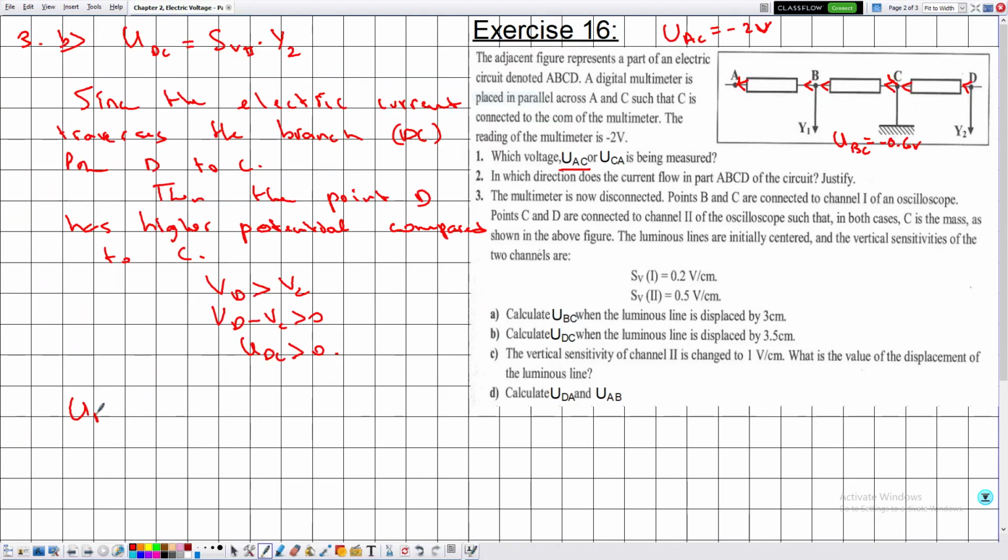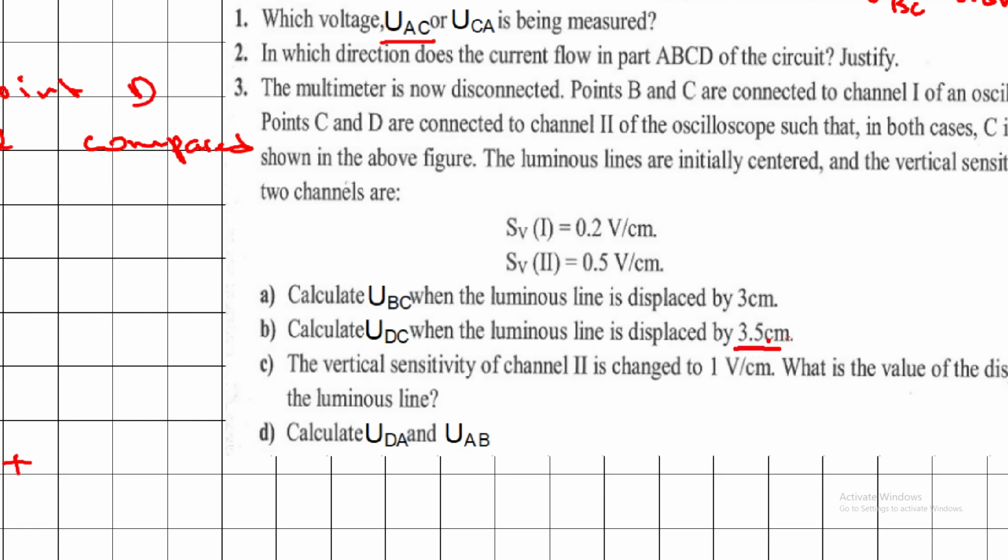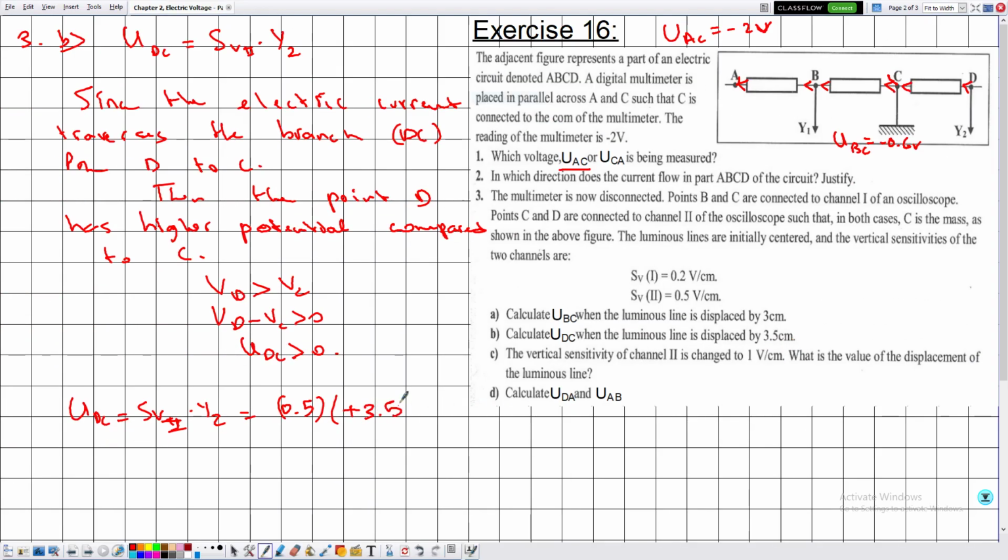So UDC is equal to SV2 multiplied by Y2. The value of SV2 is given by 0.5 and the value of Y2 is positive. The number of divisions is 3.5. Plugging this on the calculator, then the value of UDC is 1.75 volts. So UDC is equal to 1.75 volts. And the trick in solving such type of exercise is to label the applied voltage on the electric circuit itself.